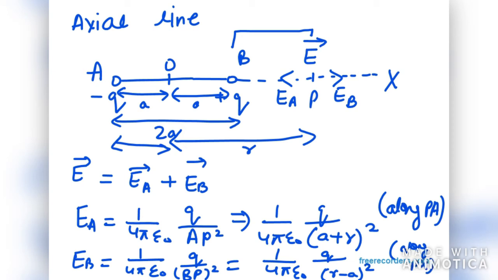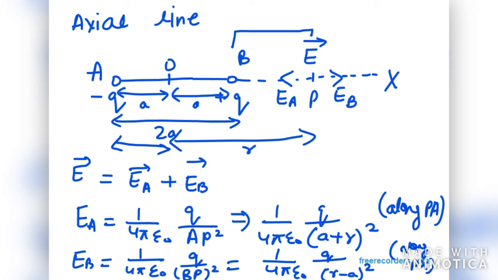Now, as you can see, we have to find EA plus EB. Now, in this case, we can see that EB is actually greater than EA. The mod of EB is greater than EA. And you can see since EA and EB act along the same line, but in opposite direction, therefore, we have to take EA negative.